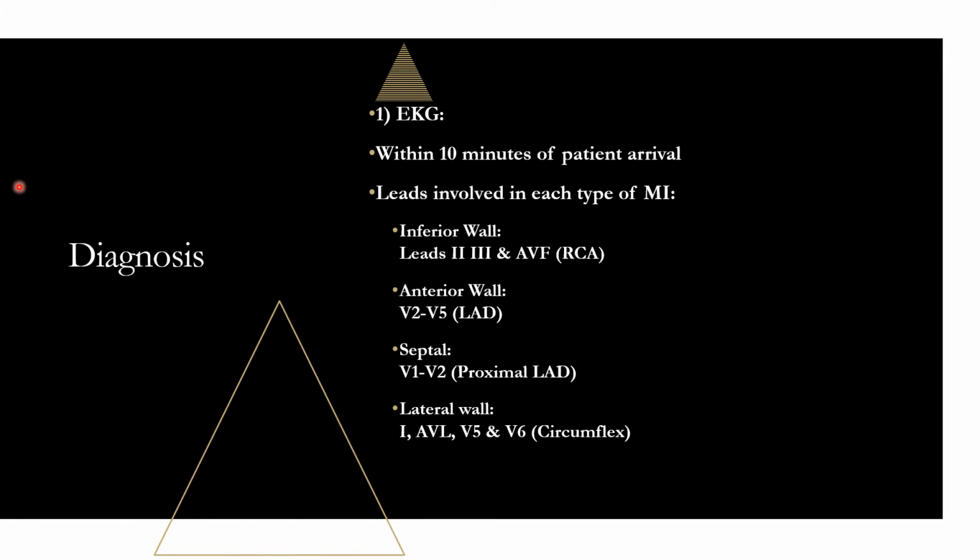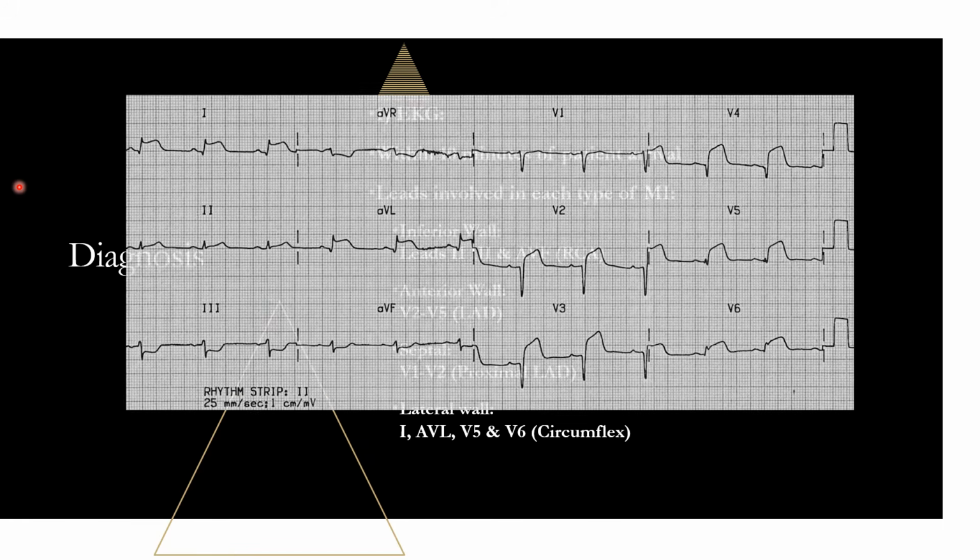And then we have our lateral wall MI. So in a lateral wall MI, it's going to be 1, AVL, V5, and V6, which is going to be your circumflex artery. And then we can take a look at that on the EKG.